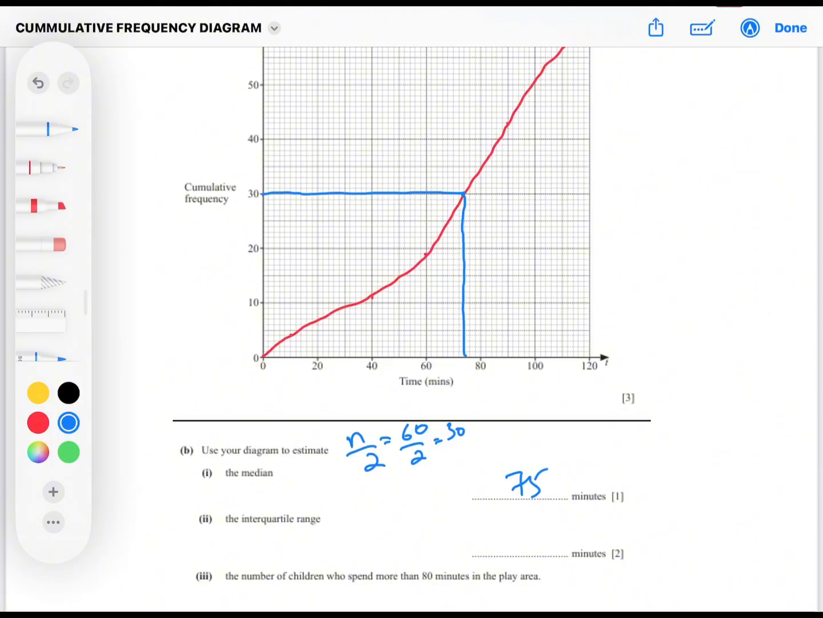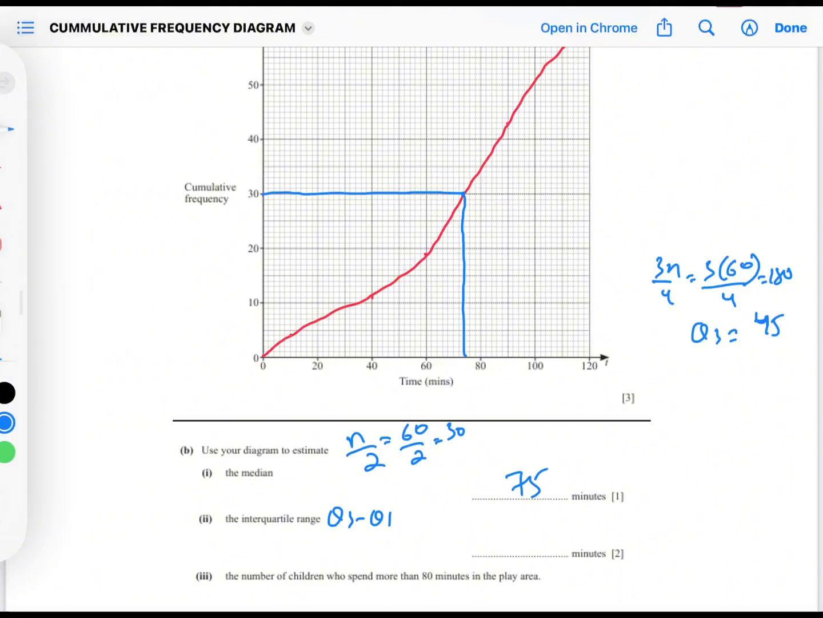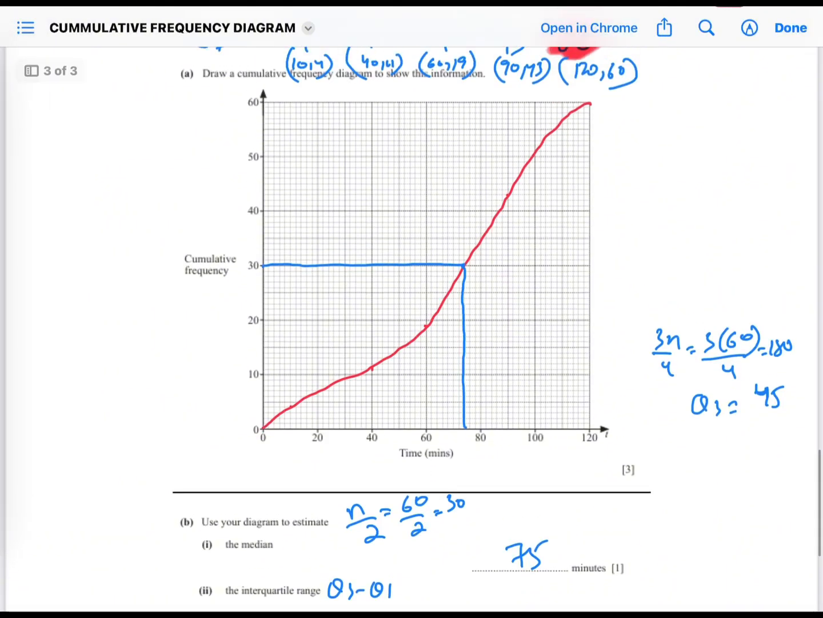Now moving towards the next part, the interquartile range. For interquartile range we need to find q3 minus q1. So the formula for q3 will be 3n divided by 4. So 3 multiplied by 60, that is 180, divided by 4 will give us 45. So this is q3. Let's see what the value at 45 is.